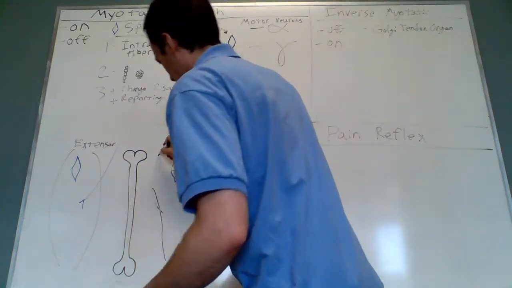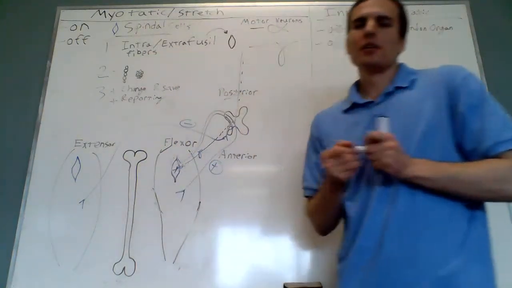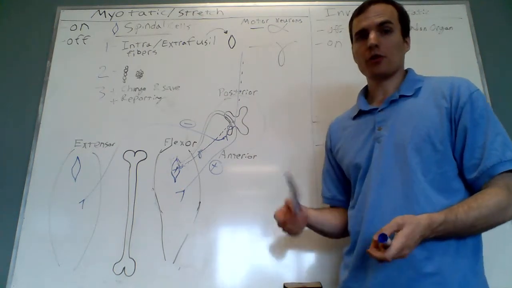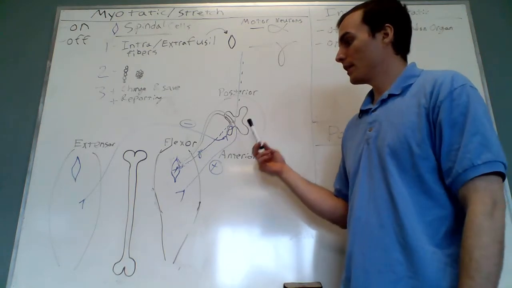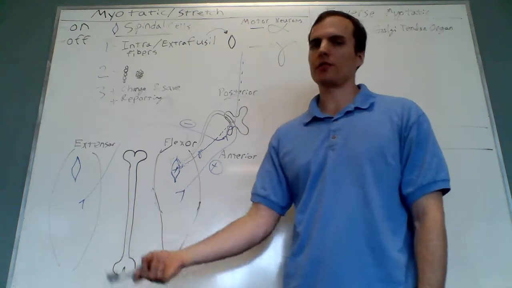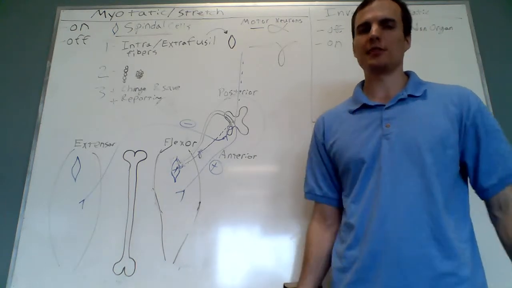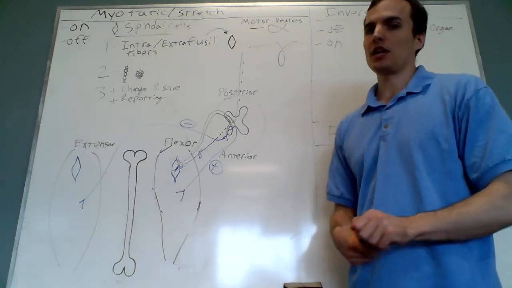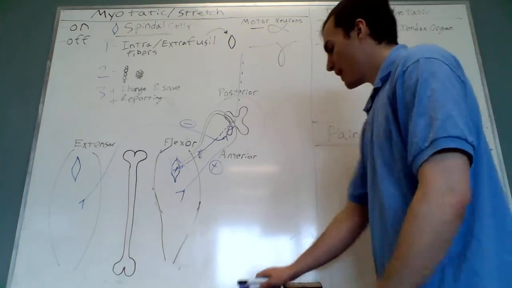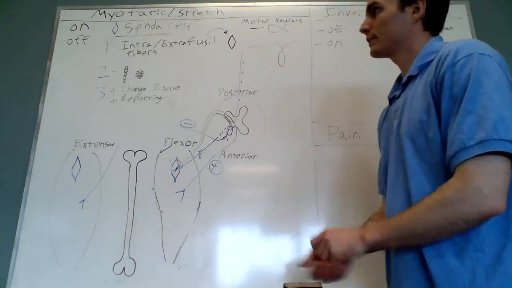My beautiful muscle, oh no. All right. And so alpha are the normal ones, and they go to extrafusal. Gamma are the special ones that go to the spindle cells to keep them the right shape to be able to detect changes in the muscle length. Okay? All right. So that is the myotatic stretch reflex.